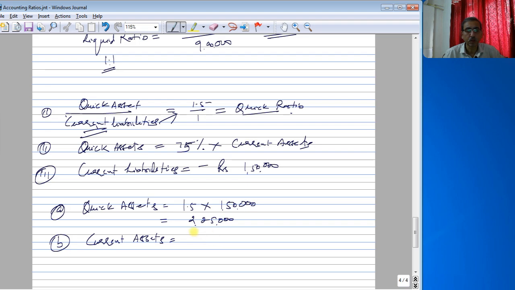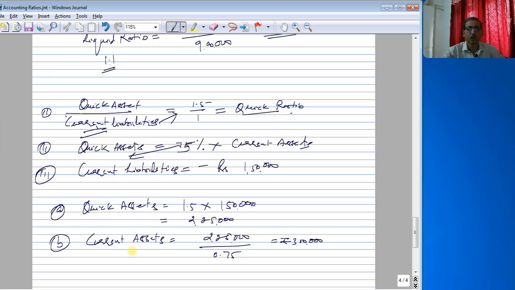So now how to calculate this? The 75% will go to the denominator. The numerator will be your quick assets. So you write 2,25,000 divided by 0.75, and it comes out to rupees 3 lakh. Easy.